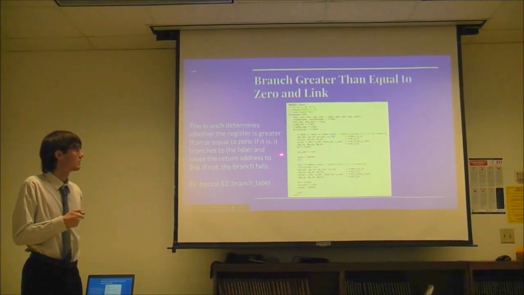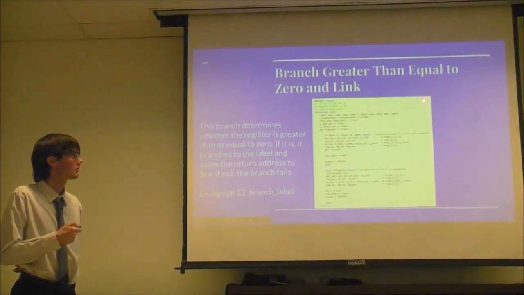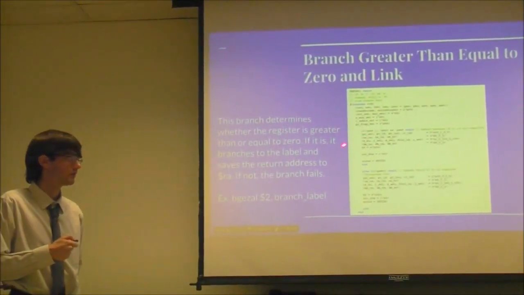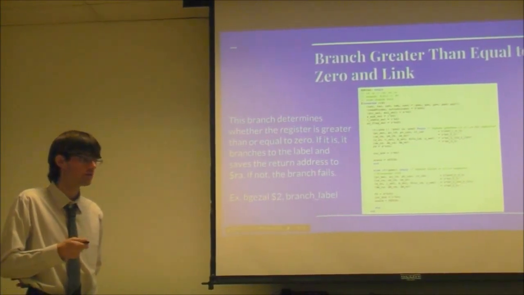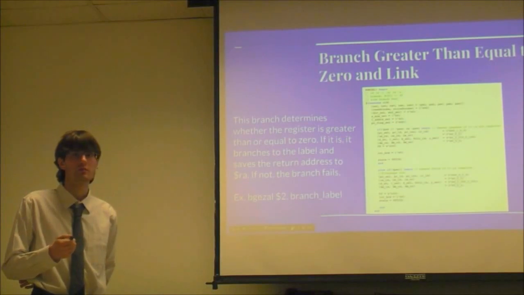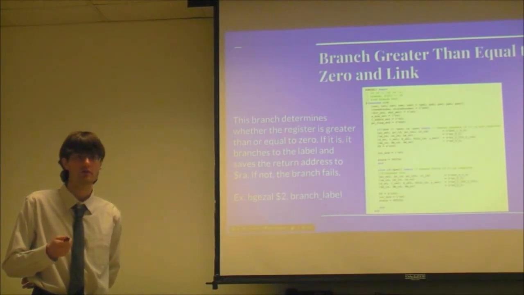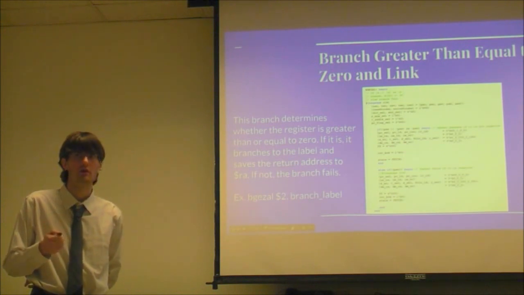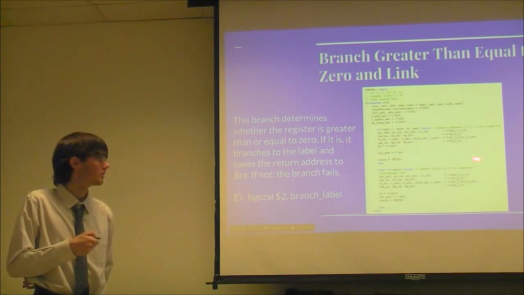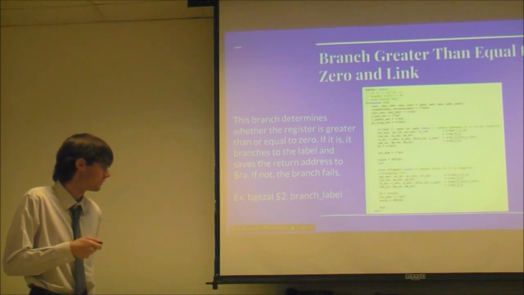And branch greater than or equal to 0 and link is similar to branch greater than or equal to 0, except that if the branch succeeds, then the return address will be saved to the $RA register, to be used with the JR instruction to return.